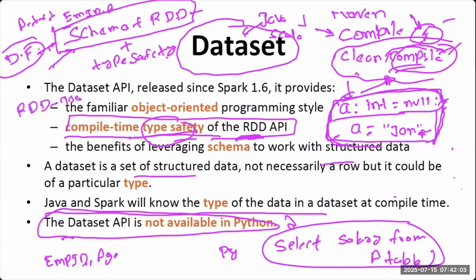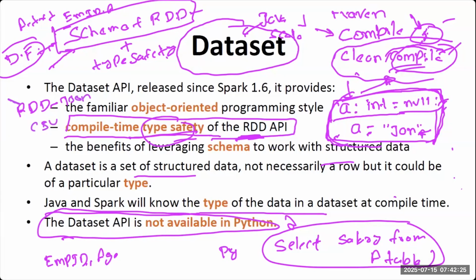You can read JSON also. You can read CSV also. In the RDD, you can read both structured as well as unstructured data. But in the data frame and dataset, only structured and semi-structured, not the unstructured, like log files. So this is the only difference between all these three.